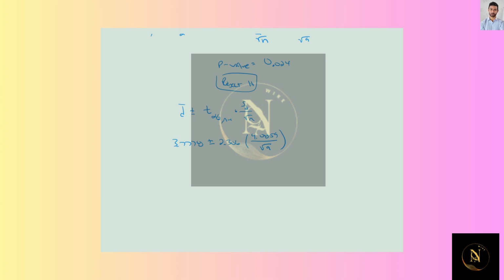3.7778 minus 2.306 times 4.0859 over the square root of 9 is about 0.64 for the lower boundary. And for the upper boundary, by adding, is 6.92. And since 0 is not in this interval, that means we should reject the null hypothesis that there is no difference. If 0 is contained within this interval, then this would not be statistically significant because no difference is within the reasonable range of possibilities.